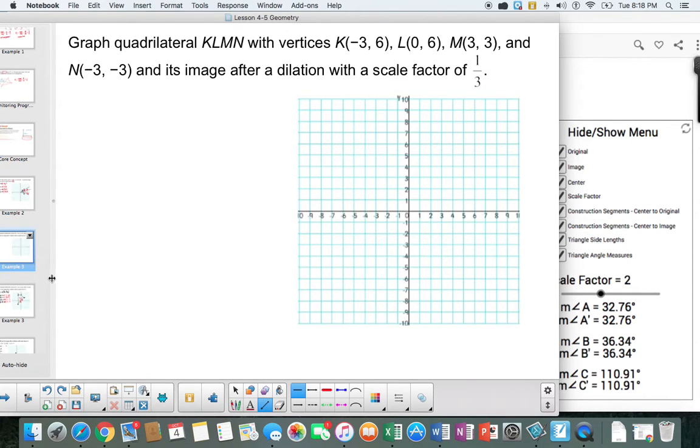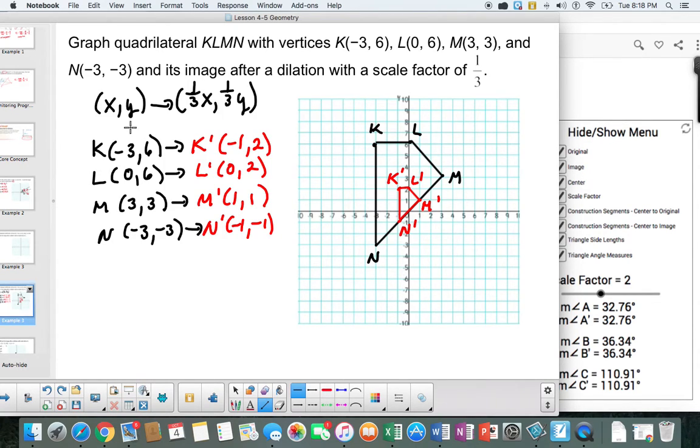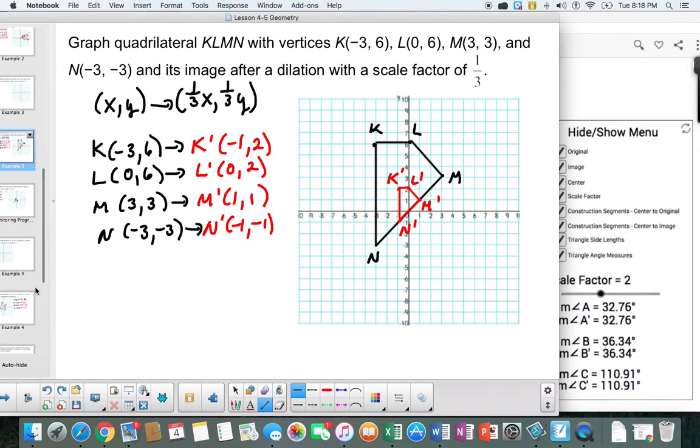Okay, your turn. Stop the screencast and see if you can find the images and then go ahead and graph them. And here's the answer. I wrote out the rule and I went ahead and found the different points and I graphed them, and you can see that the image looks like it's 1/3 as big as the original.